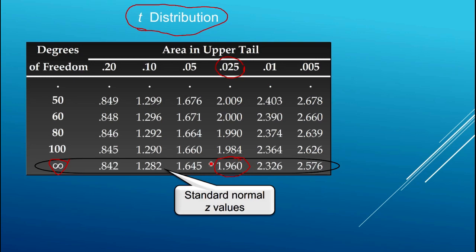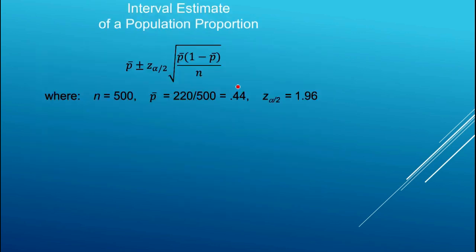That's going to be critical for calculating our margin of error for a 95% confidence interval. Okay, so we know we want a 95% confidence interval, and the z-score that we need to calculate the margin of error is 1.96. So here's the actual calculation.